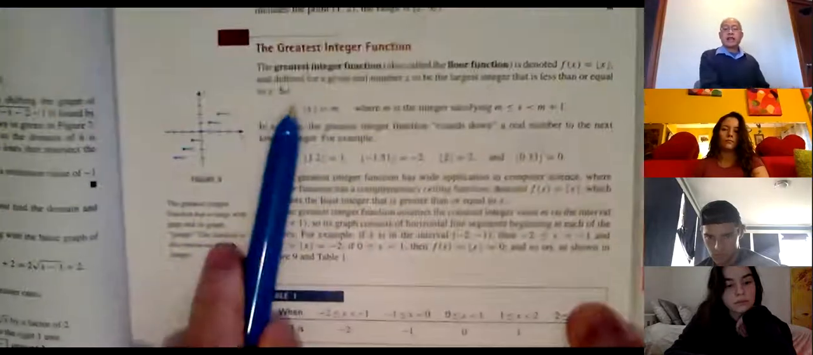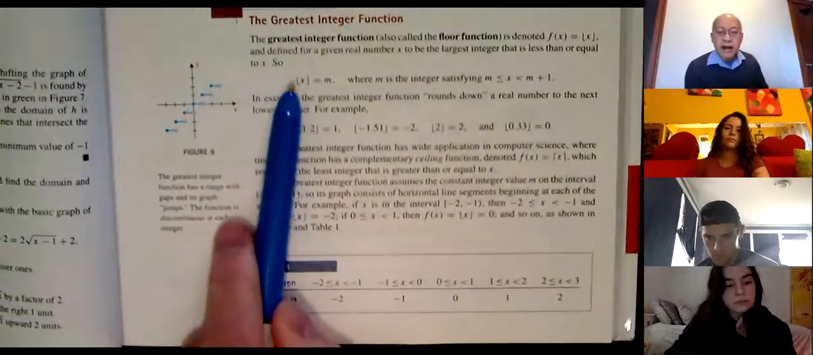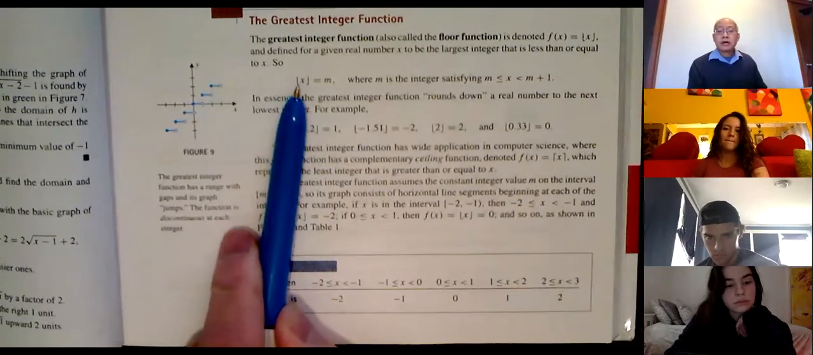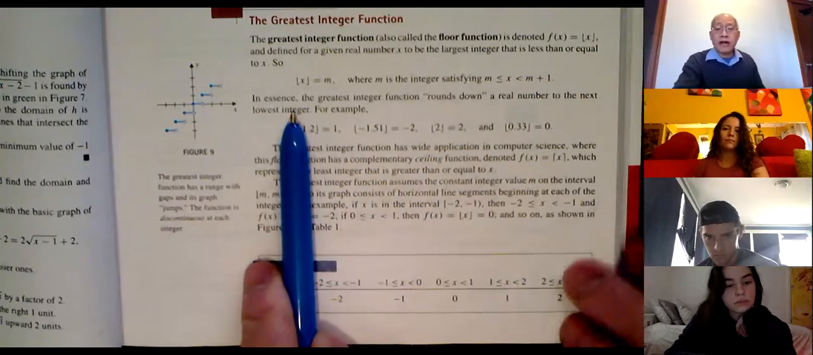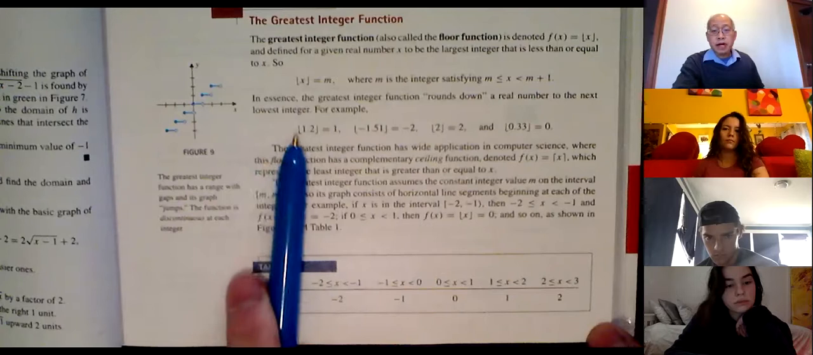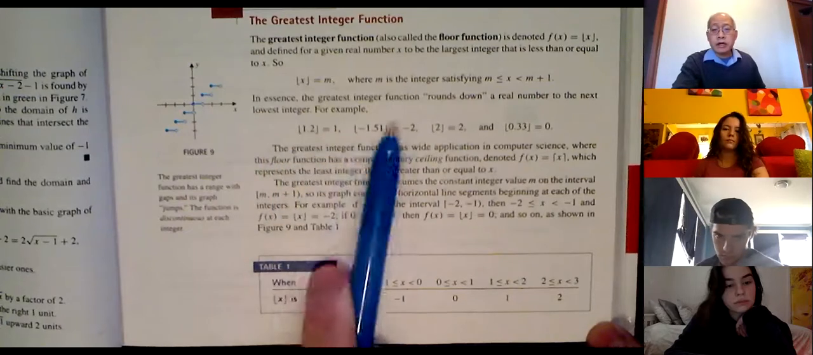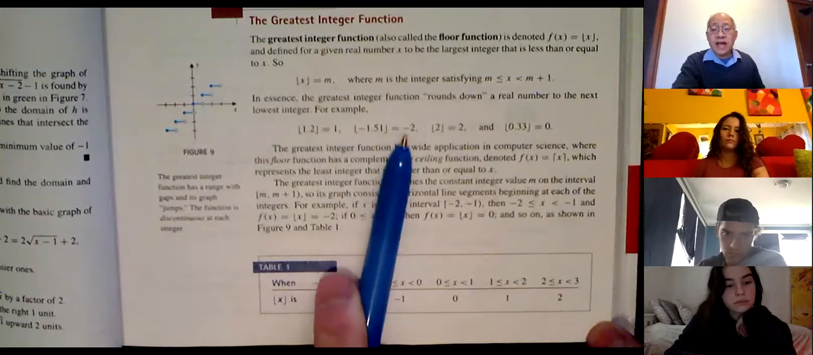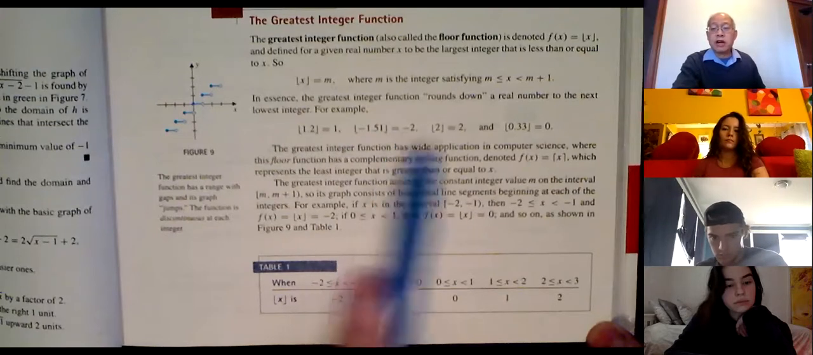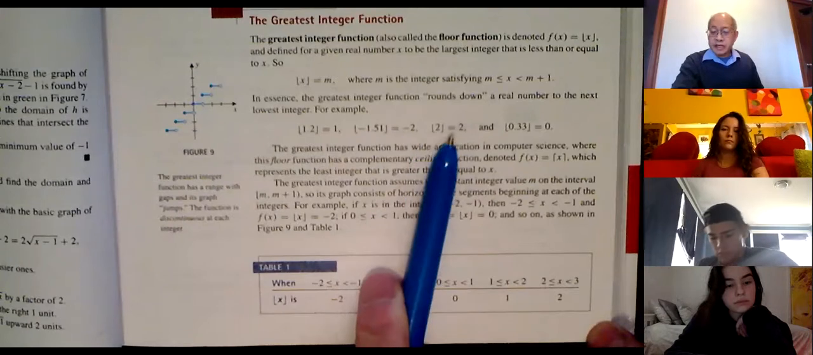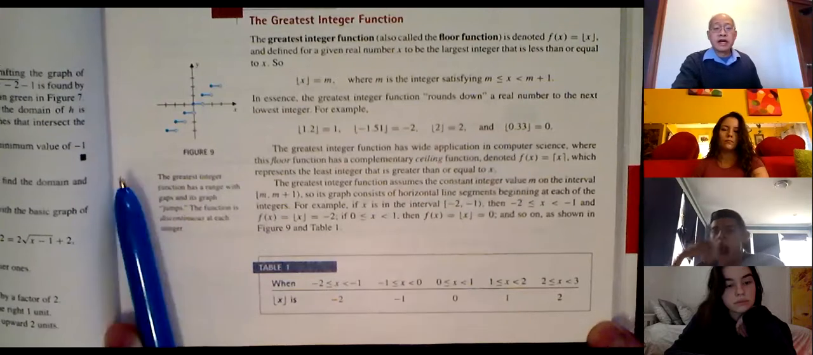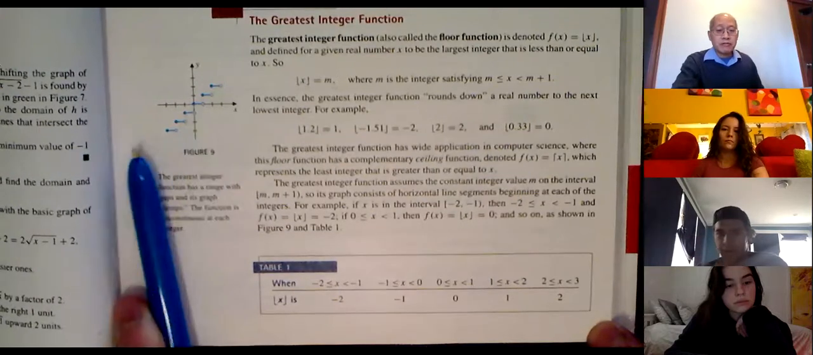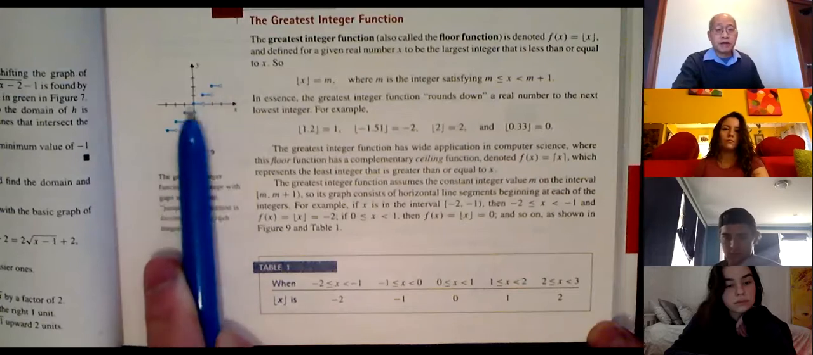Okay, and then an interesting function, page 89, the greatest integer function. You either write it like that or with brackets. The greatest integer function always rounds down to the next lowest integer if you don't already have an integer. So here are some examples. Greatest integer function of 1.2 is 1. Greatest integer function of negative 1.5 is negative 2, not negative 1. Going down would be negative 2. Greatest integer of 2 stays at 2. It's already an integer. Greatest integer value of 0.33 is 0. So you always go down. Here's what it looks like. It's called a step function because it looks like you're stepping up values.